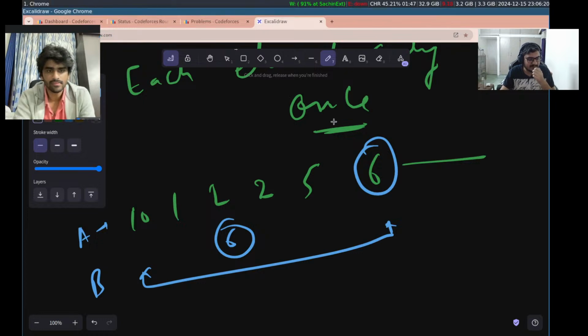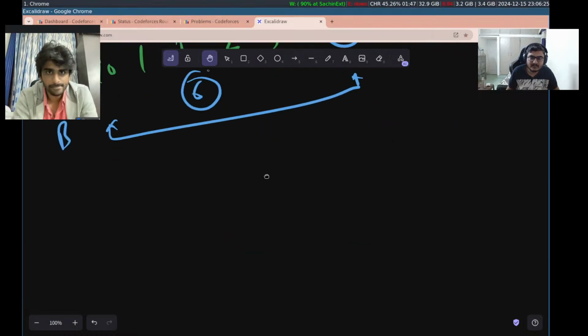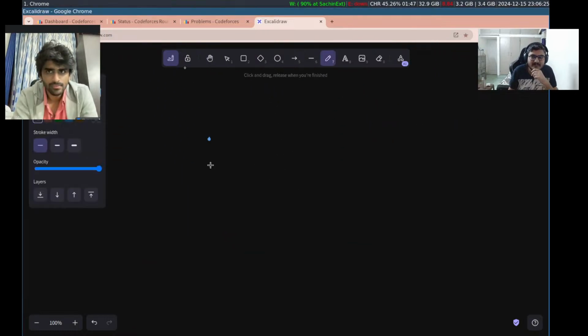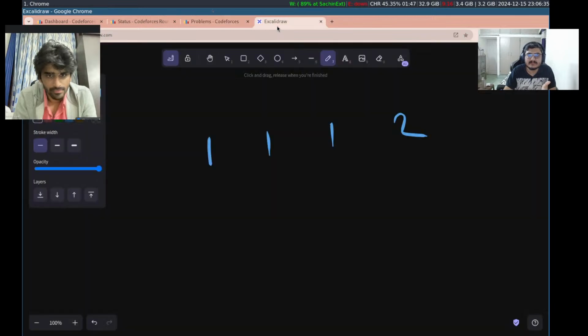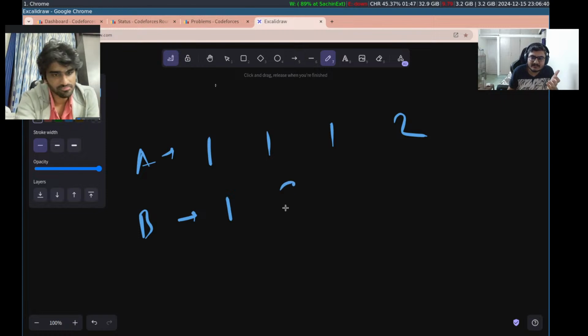Okay, can you explain once? Sure. So basically our idea is, I think for the second sample we had 1 1 1 2. I think this is not the best example we have. I think let's pick this as A and this as B: 1 3 4 2.